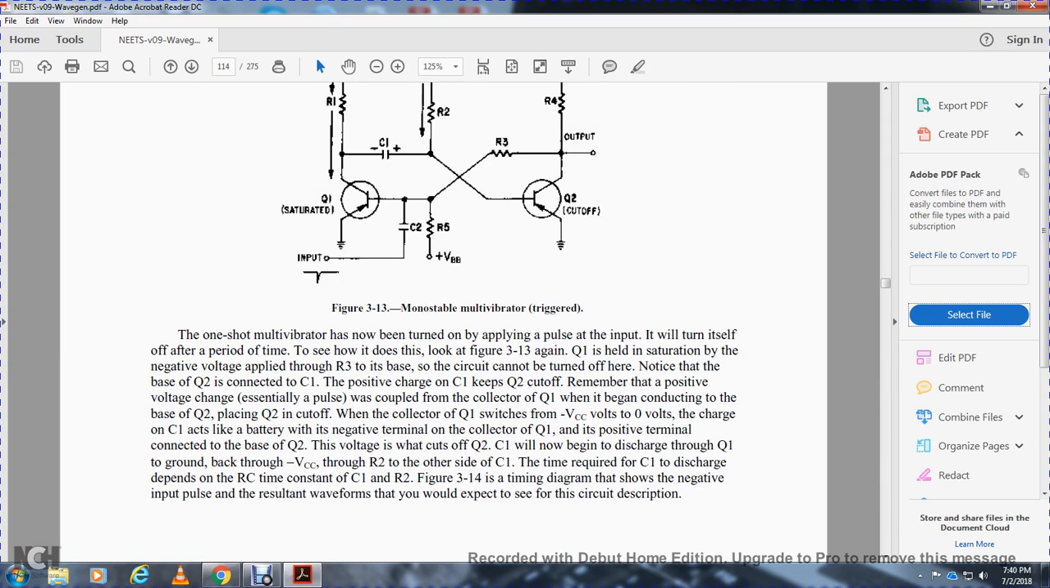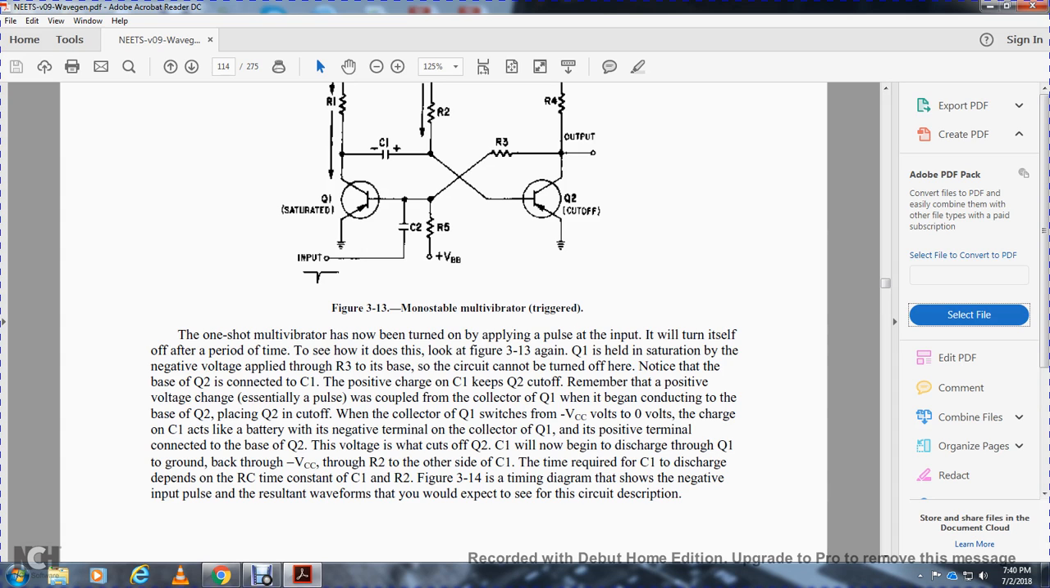To see how this is done in figure 313, again, transistor 1 is held in saturation by the negative voltage applied through resistor 3 to the base, so the circuit cannot be turned off. Notice that the base of transistor 2 is connected through capacitor 1 to the collector of transistor 1, keeping transistor 2 cut off. Remember the positive voltage change with the input pulse was coupled from the collector of transistor 1 to the base of transistor 2, placing transistor 2 cut off.